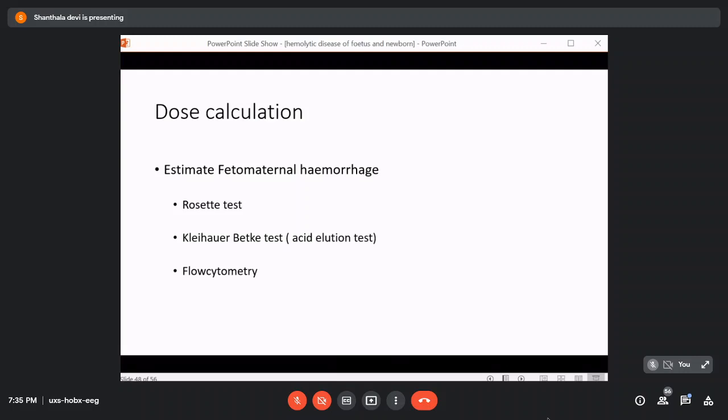So the tests which are done include the rosette test, where the fetal cells in the maternal circulation, if you add anti-D and then indicator cells, form rosettes. So you can detect fetomaternal leaks of greater than 10 ml by this method. Then you have the acid elution test or the Kleihauer Betke test, also known as the KB test, which can be done to actually estimate the amount of fetomaternal hemorrhage. These fetal RBCs contain HbF, the fetal hemoglobin, and they can be detected by flow cytometry also.